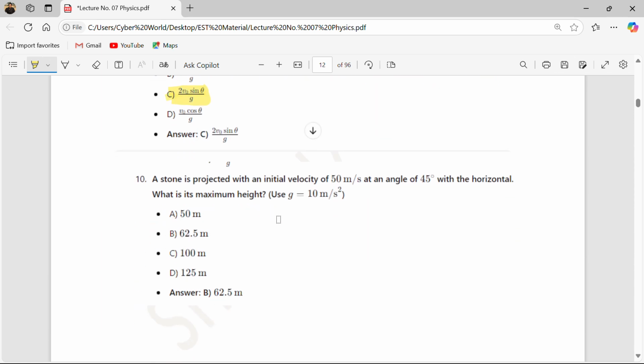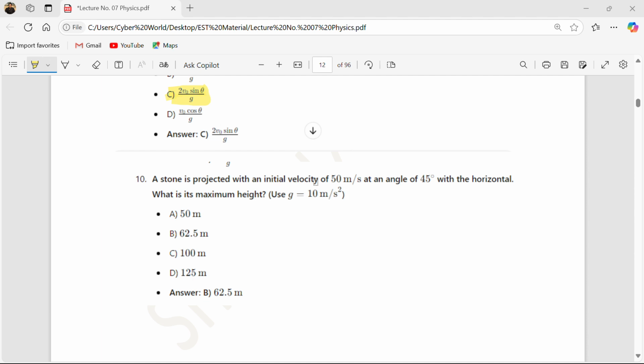A stone with an initial velocity of 50 meter per second. Now the initial velocity is given and the angle is also given, to the horizontal. What is the maximum height? And you have to use the gravitational acceleration 10 meter per second square. Now you have to find the maximum height. How can you find it? The formula of the maximum height of a projectile is h equals v square sine square theta divided by 2g.